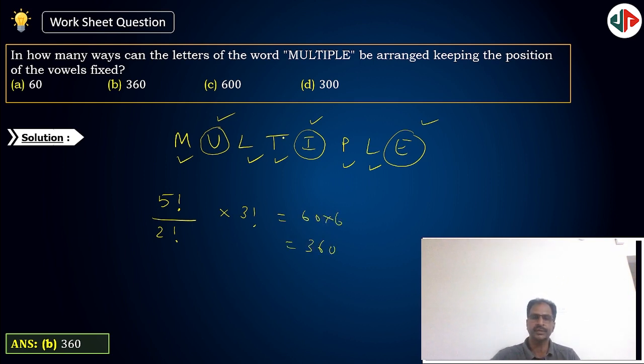Vowels should be arranged in those vowels' places only. So three vowels can be arranged in three places in 3 factorial ways. Five consonants can be arranged in 5 places in 5 factorial by 2 factorial. Why this 2 factorial? L is repeated 2 times. So 360, option B.